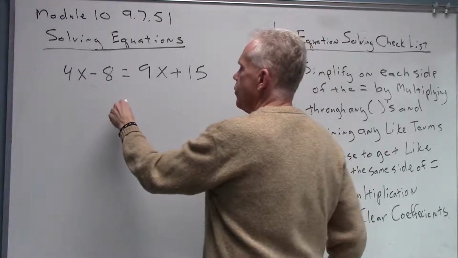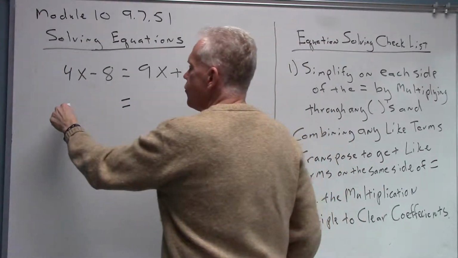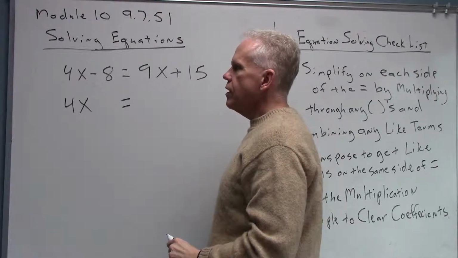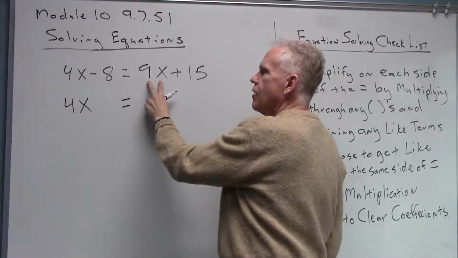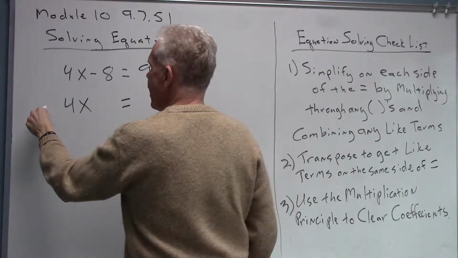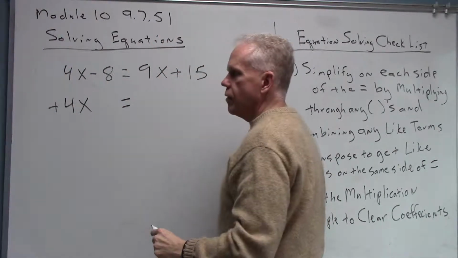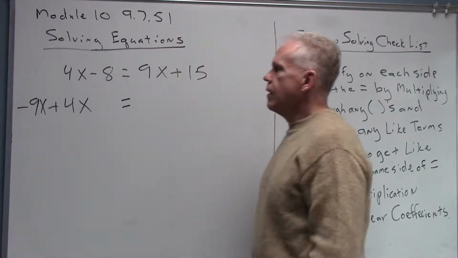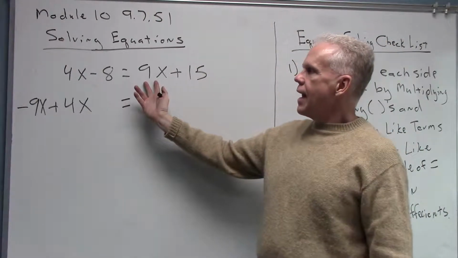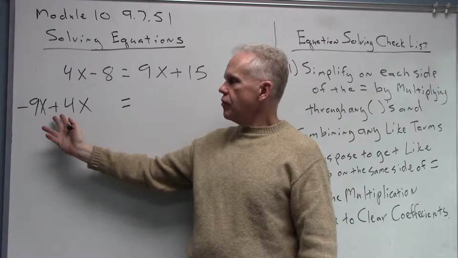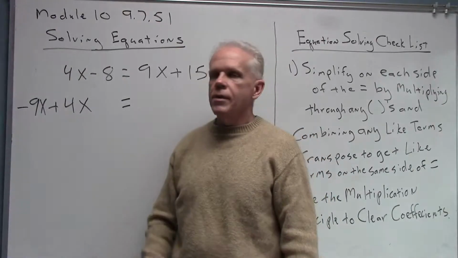So here's what we're going to do. We're going to leave this 4x just like it is. Okay? We're going to leave it just like it is. And we're going to take the positive 9x and put it over here with it. And by the way, that's a positive 4x. We're going to make that a negative 9x. So I just simply took the 9x, put it over here with the 4x. 4x stayed where it was. It's a positive 4x. The 9x became a negative.